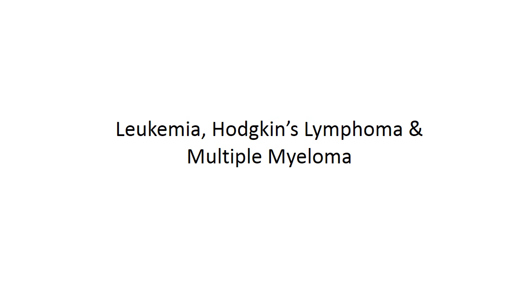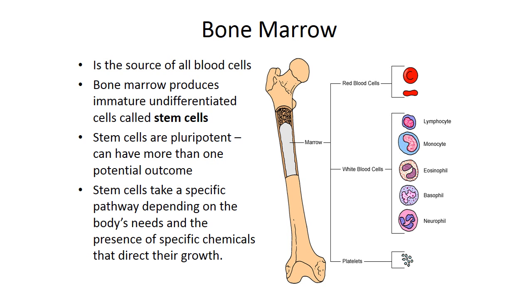So today we are going to talk about leukemia, Hodgkin's lymphoma, non-Hodgkin's lymphoma, and multiple myeloma. When we think about cancer, cancer is a disease process that involves abnormal growth, cell, and differentiation. It works within the bone marrow oftentimes.